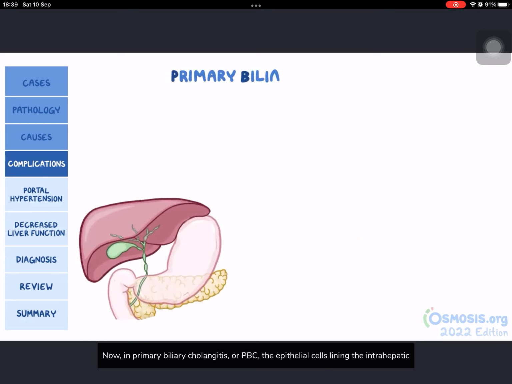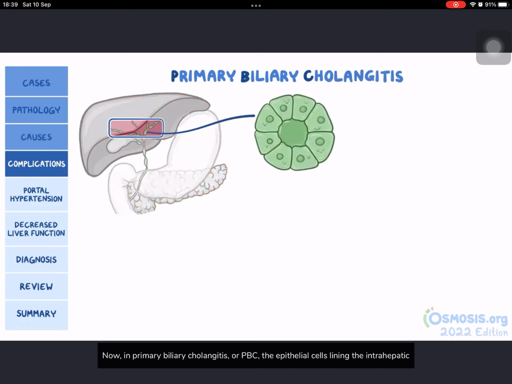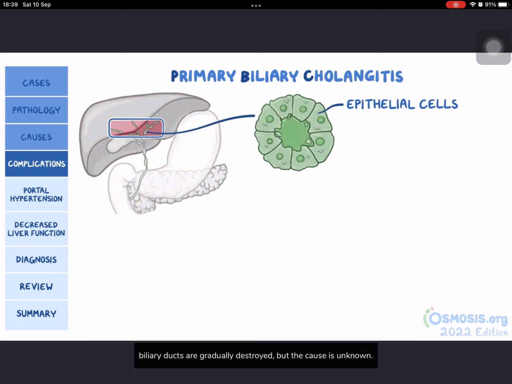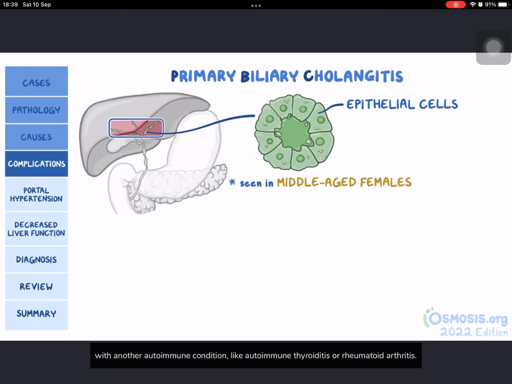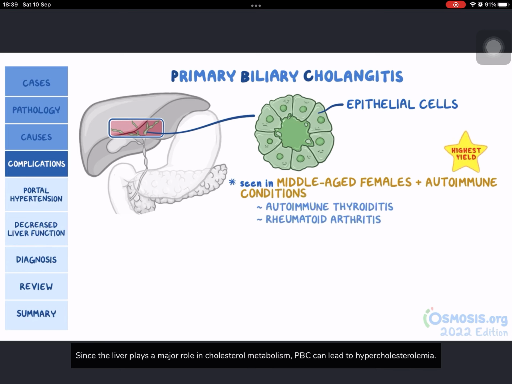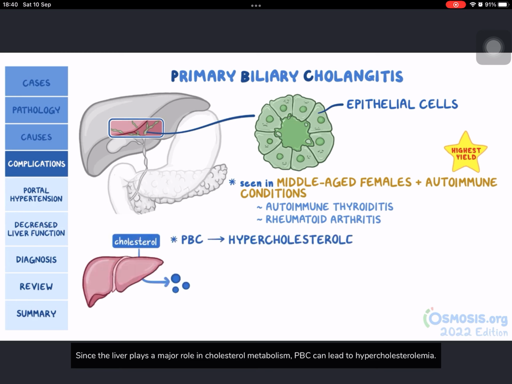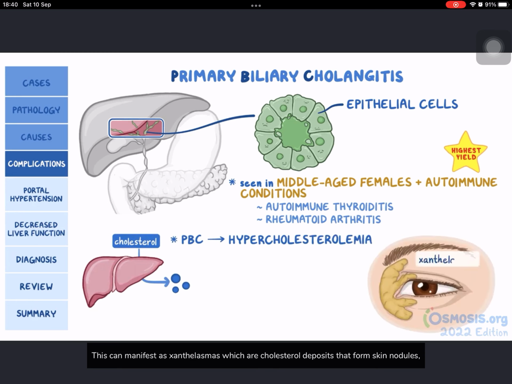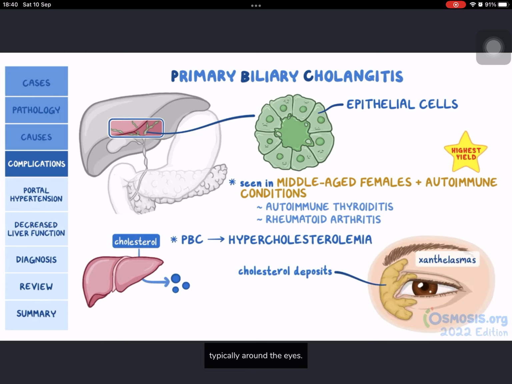Now, in primary biliary cholangitis, or PBC, the epithelial cells lining the intrahepatic biliary ducts are gradually destroyed, but the cause is unknown. It's possibly autoimmune in nature since it's classically seen in middle-aged females with another autoimmune condition, like autoimmune thyroiditis or rheumatoid arthritis. Since the liver plays a major role in cholesterol metabolism, PBC can lead to hypercholesterolemia. This can manifest as xanthelasmas, which are cholesterol deposits that form skin nodules, typically around the eyes.